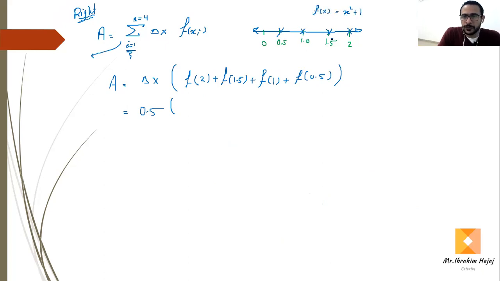So what guys here? F of 2 means 5. 4 plus 1 is 5. 1.5 squared is 2.25 plus 1, which is 3.25. And f of 1 means 1 squared plus 1, it's 2. And 0.5, when you plug in 0.5 for x, 0.5 squared plus 1 gives us 1.25. Adding up 5 and 3.25 and 2, 10.25, 11.5 multiplied by 0.5 gives what?